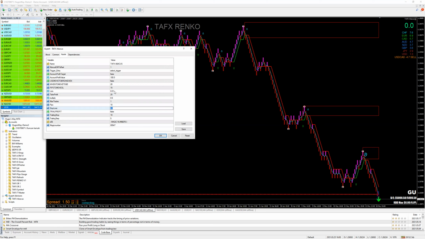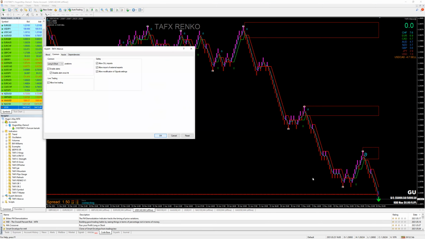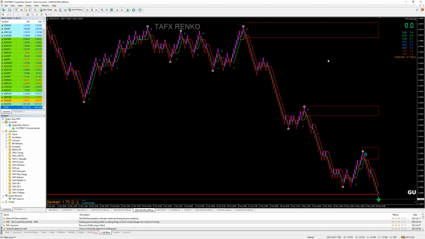So you can set your take profit and your lot size, then you can trade with the abacus, so that whenever you hit the trade, remember it will just take the profit.